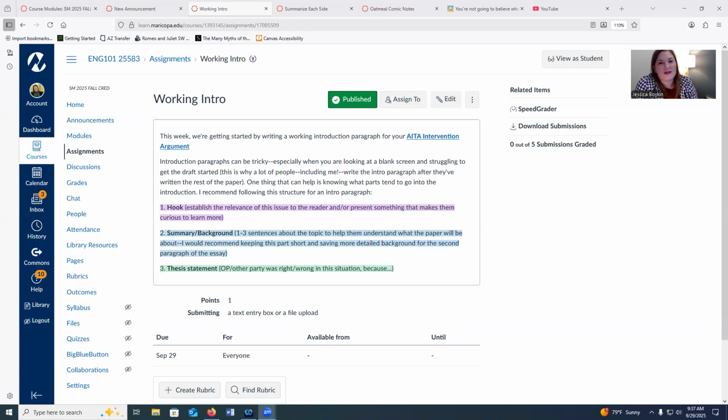This week we are going to start drafting our Am I the A-hole intervention arguments in earnest. And so first things first, we are going to start with our working intro. This basically is an introduction paragraph that you can later add more detail to or change, but I want you to have the parts in place so that we're ready to keep writing the rest of the essay, right?